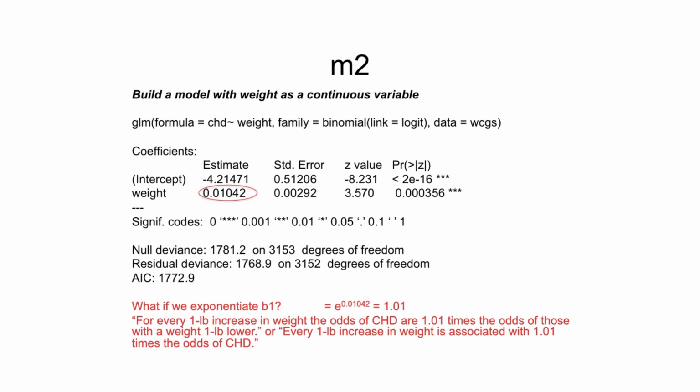This gives us 1.01. So this gives us the odds ratio associated with each 1 pound increase in weight. So for every 1 pound increase in weight, the odds of CHD are 1.01 times the odds of those with a weight 1 pound lower. Or we can also say that every 1 pound increase in weight is associated with 1.01 times the odds of CHD.